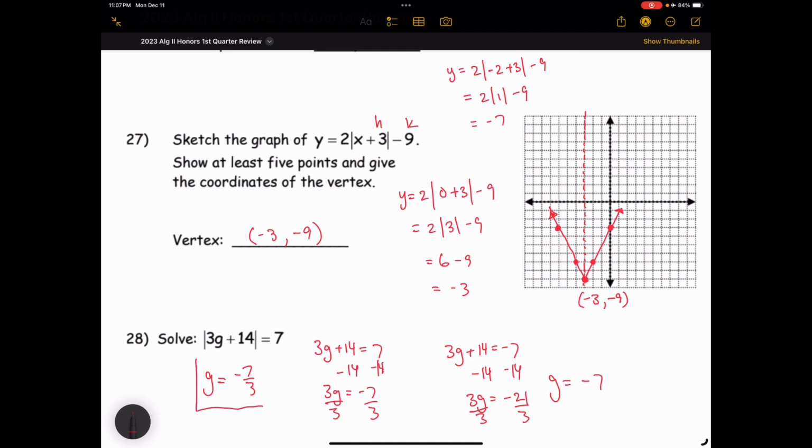So the two answers, we'll box them. G is equal to -7/3. And G is equal to -7.